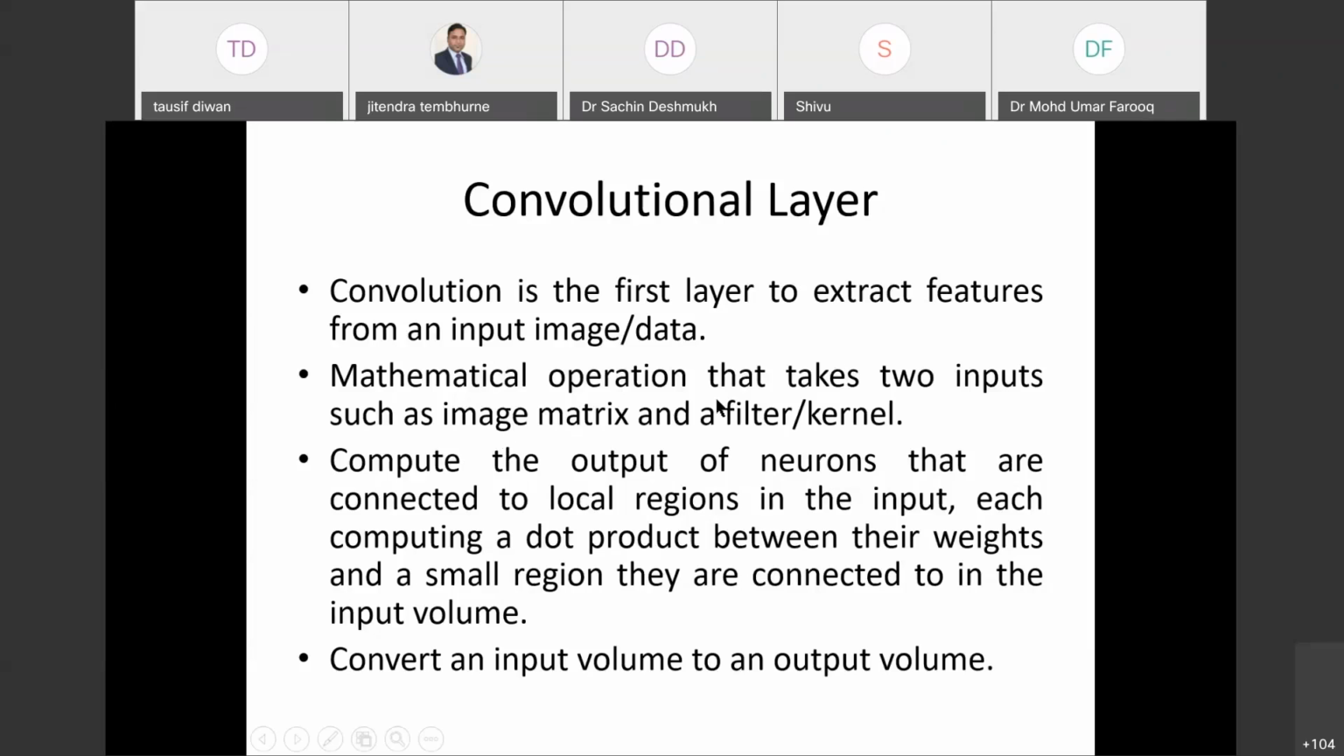The operation basically takes two inputs. The first one is the input image and the second one is the filter, or more specifically a weight matrix. It computes the output of neurons that are connected to a local region in the input, each being a dot product between their weights and the small region they are connected to in the input volume. The basic task of the convolution operation is extracting the features, and it converts an input volume to an output volume.